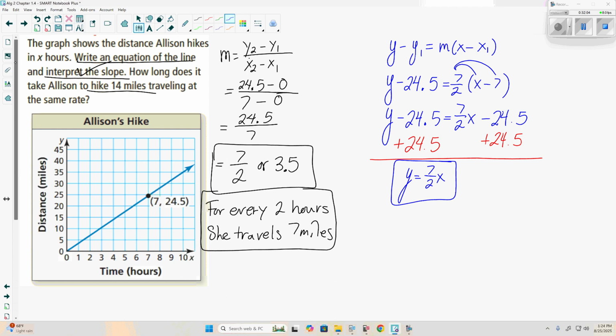So it is possible to use point slope for this here, but it would have probably been a little bit quicker to just use y-intercept. Because we plug in the slope of 7/2, the y-intercept of 0, giving us 7/2 x. We found the equation.